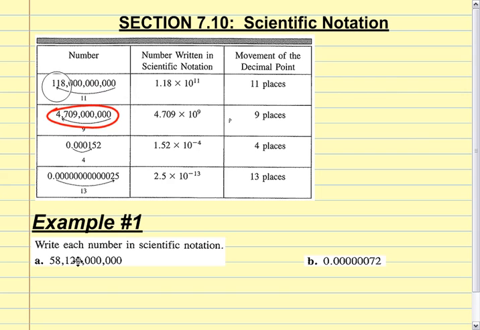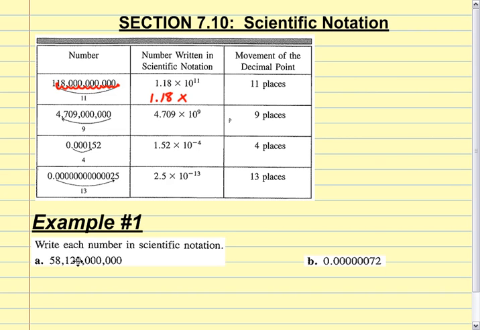Now, this first number is 118 billion. Okay? Now, the decimal point right now is here. But I need to make this number smaller. I need to make it somewhere between 1 and 10. Okay? So I'm going to move the decimal point 1, 2, 3, 4, 5, 6, 7, 8, 9, 10, 11 places to make it 1.18.